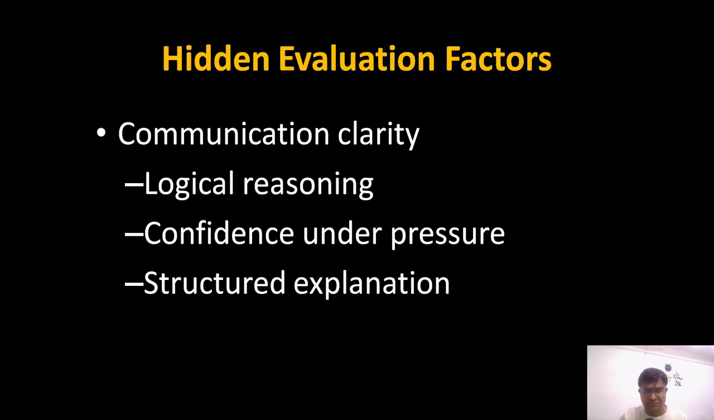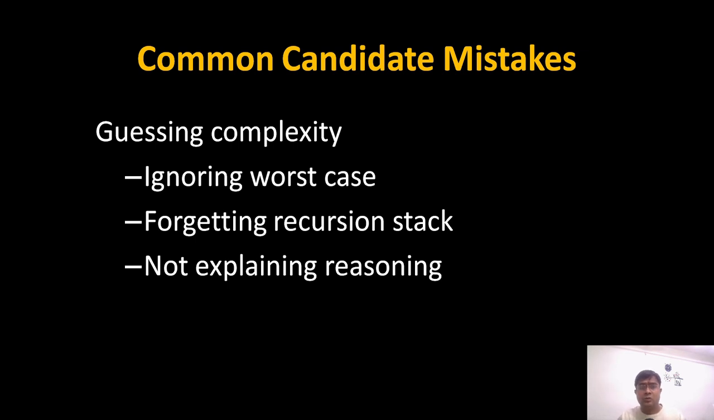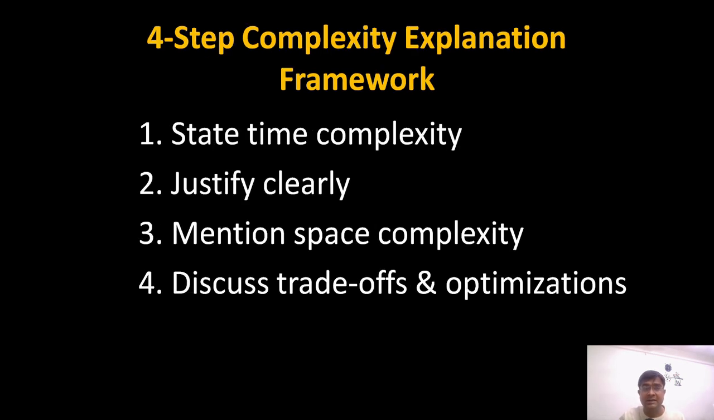Okay. Now, some more points that the interviewer evaluates are logical thinking, your confidence under pressure, and structured explanation as well. So that is really important, right? Common mistakes candidates make are simply not understanding the time complexity or space complexity, just guessing, ignoring the worst cases as well, forgetting the recursion stack, and not explaining the reasoning. So you have to avoid these things, right? It is really straightforward. You have to mention all these things: justify the time complexity, mention the space complexity, discuss the trade-off and optimization.